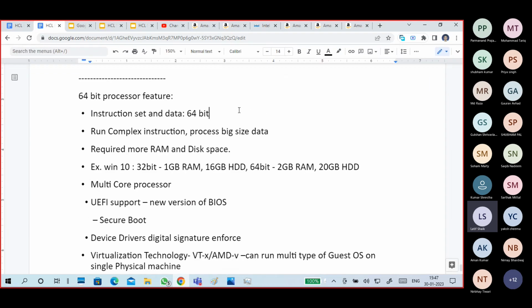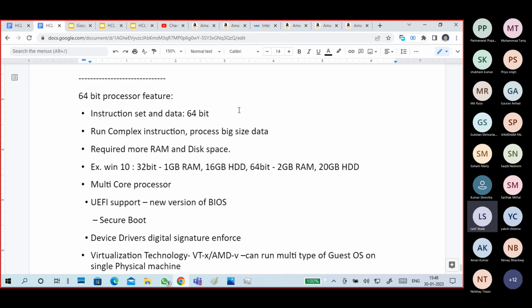For example, if I have a 4-bit or 8-bit processor, what can I do? Adding, subtracting, multiplications. Only limited functions, limited instructions I can give. With 16-bit, I can give much better. With a 32-bit processor, much more complex instructions. As the instruction size increases, the instruction complexity increases, so you can run complex instructions compared to 32-bit, and one single big size data we can easily process.